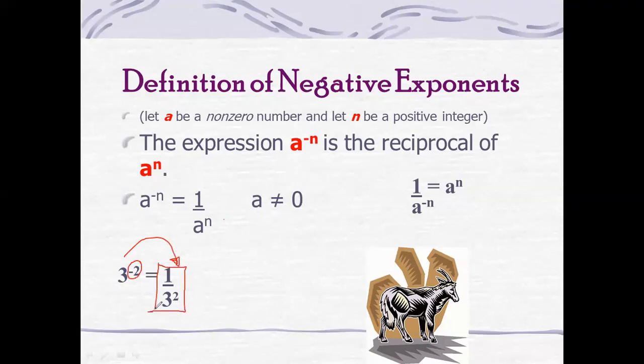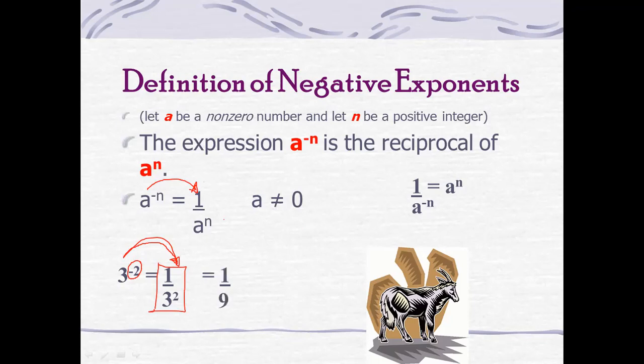Okay, because we said that a to the power of negative n, the reciprocal is 1 over a to the power of n. So that is why 3 to the power of negative 2 will be equal to 1 over 3 to the power of 2.